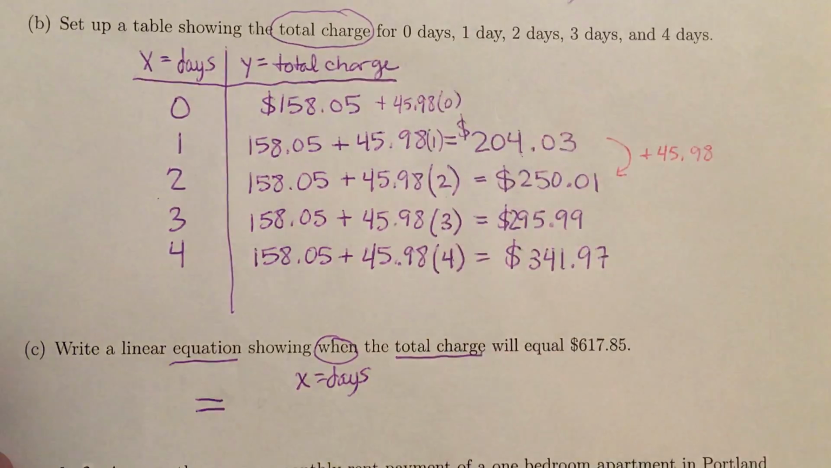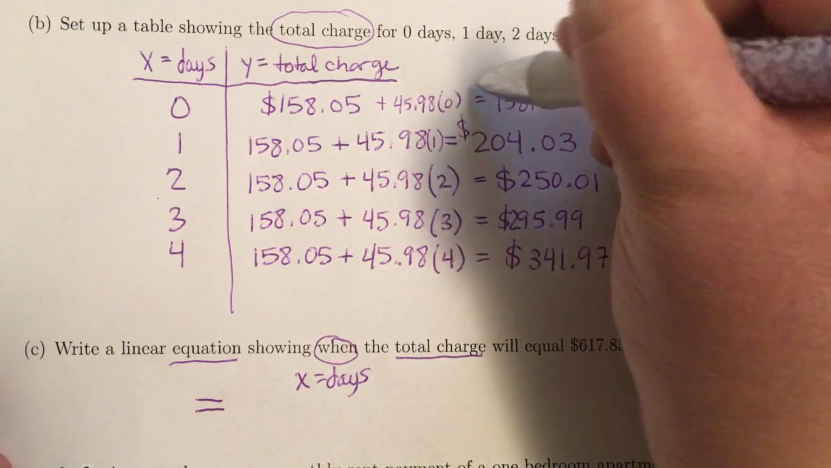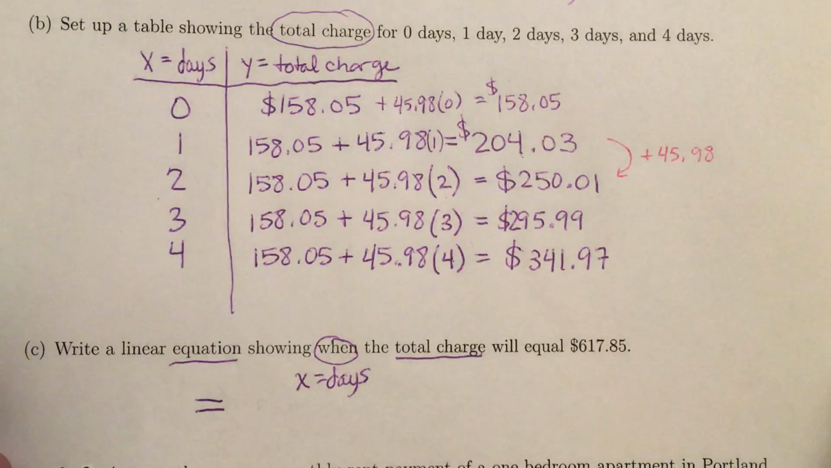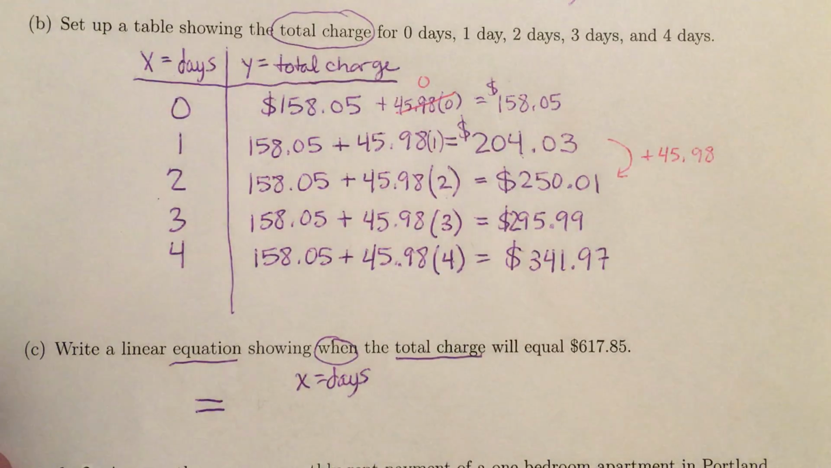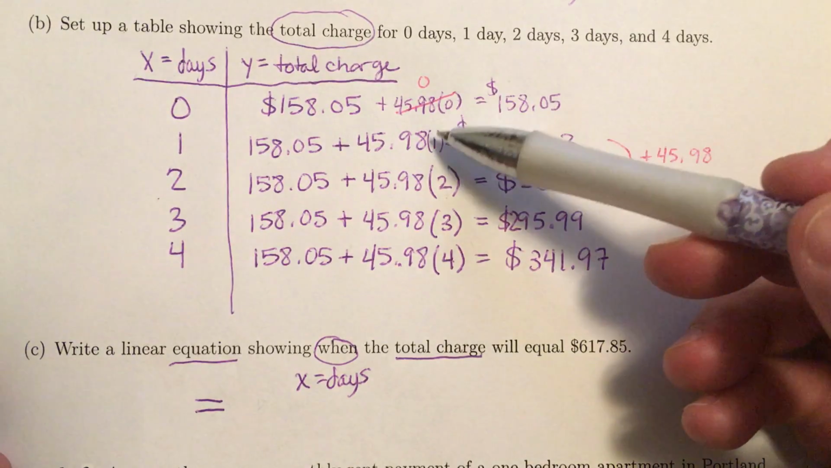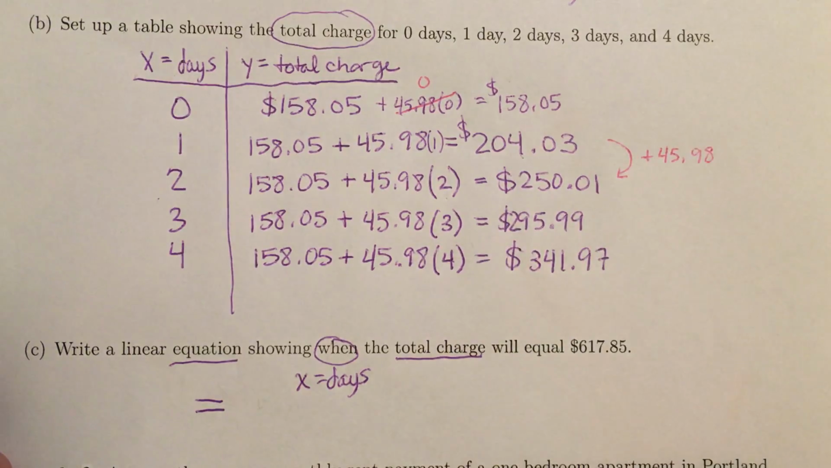$45.98 times 0. Would that just be $158.05? It totally would, because multiplying by 0 makes that 0. So the pattern is that no matter how many days it is, that's what we need to multiply by here.